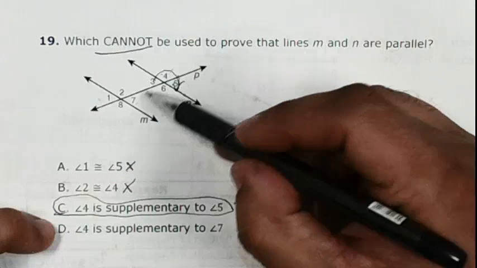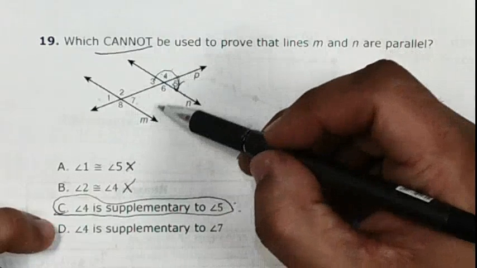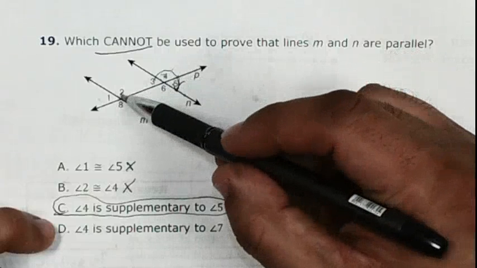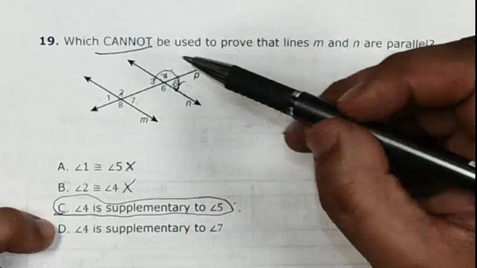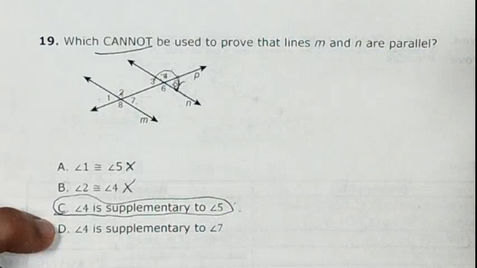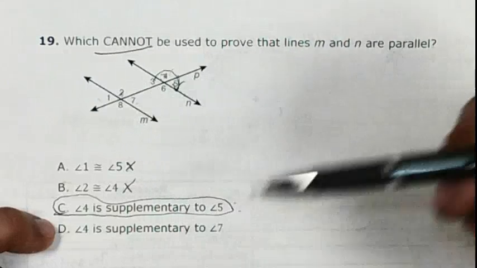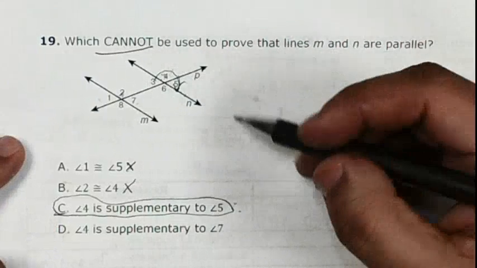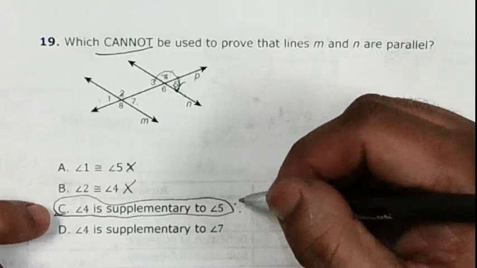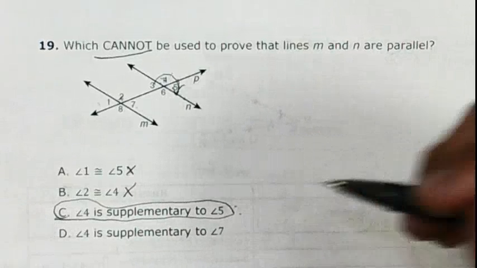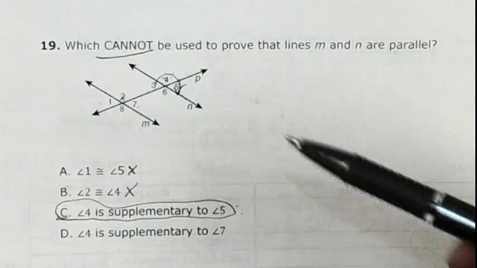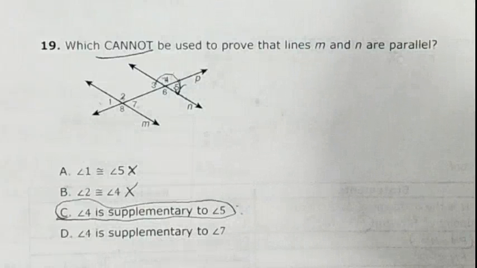Now, if 4 and 7 are supplementary, that one could be used because 4 and 2 are corresponding, and 2 and 7 would be supplementary. And since 2 is the same as 4, if 4 and 7 are supplementary, then that also means that the lines are parallel. So for this one, C is the right choice, because it cannot be used to prove the lines are parallel.